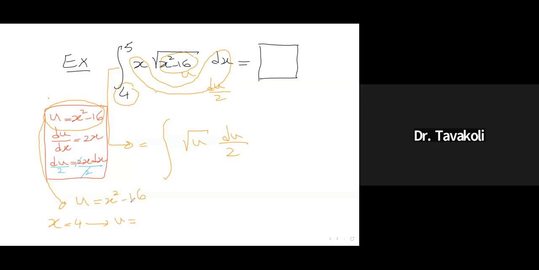U is going to be 4 squared minus 16. So 4 squared is 16, 16 minus 16 is going to be 0. So the lower limit of the integral will be 0. What about the upper limit of the integral? When x is 5, the corresponding value for u is 5 squared minus 16. 5 squared is 25 minus 16 gives me 9. So it's going to be 9.